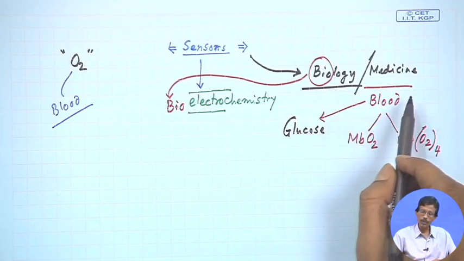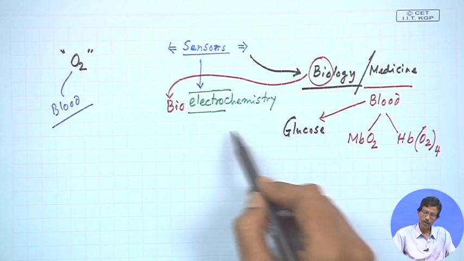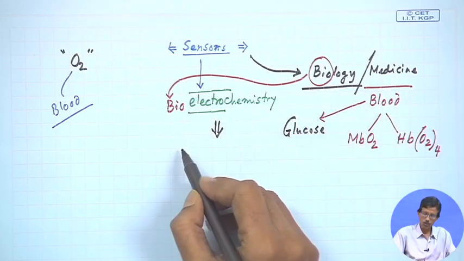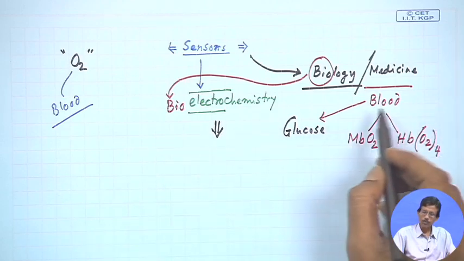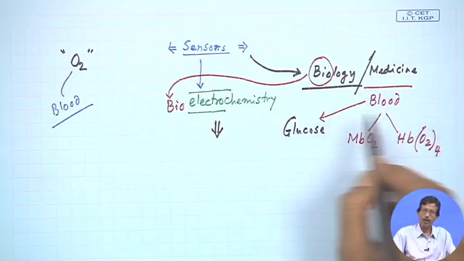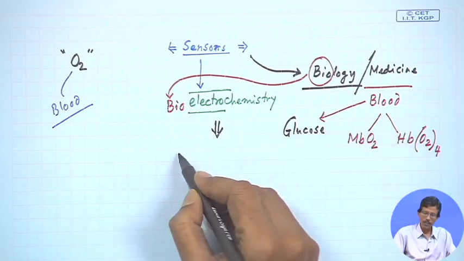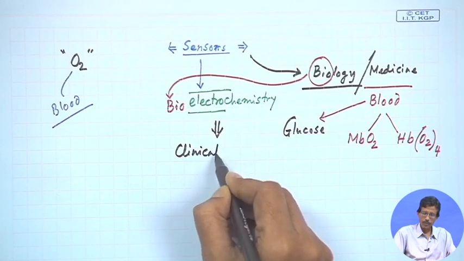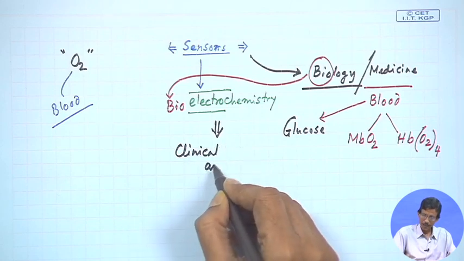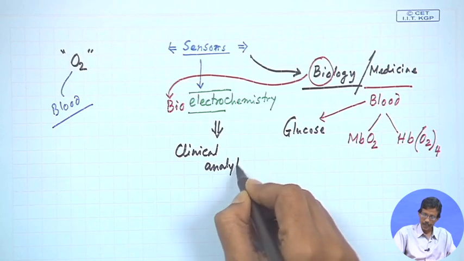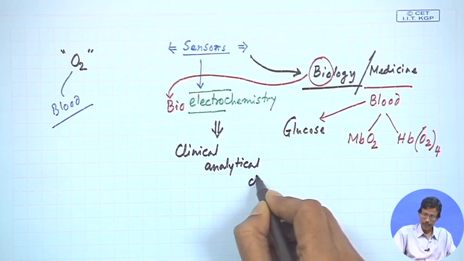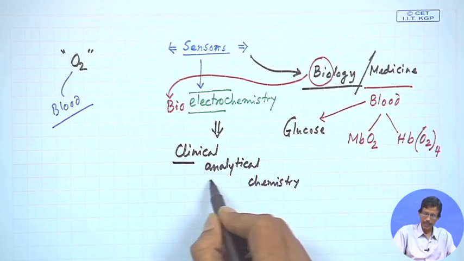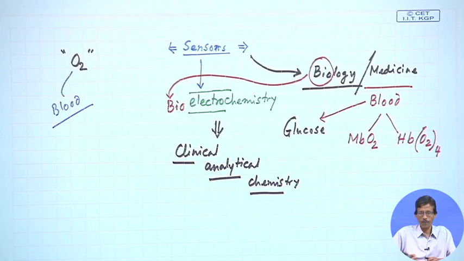Why are we talking about all this? Because it is bioelectrochemistry, for the doctors and pathologists who are responsible for making these measurements or quantifying the amount of all these species. So, they are looking for something we call clinical chemistry or clinical analytical chemistry, which is very important, and we should know clinical analytical chemistry.